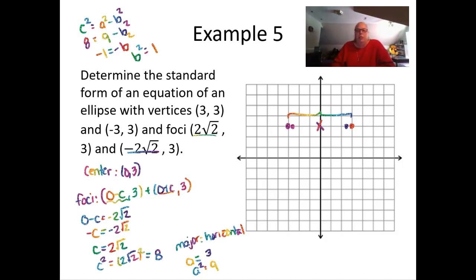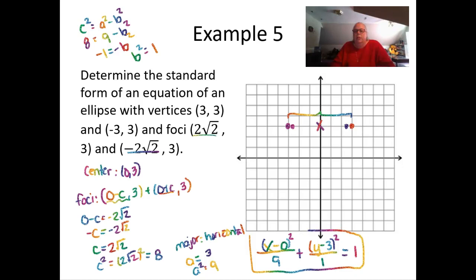Okay, I think we have enough information to write our equation now. We'll have x minus 0 squared, or you can just write that as x squared, over A squared, which is 9, plus y minus 3 squared over B squared, which we just found to be 1. And then this is going to be equal to 1. So here's the equation of the ellipse described by the information up here.